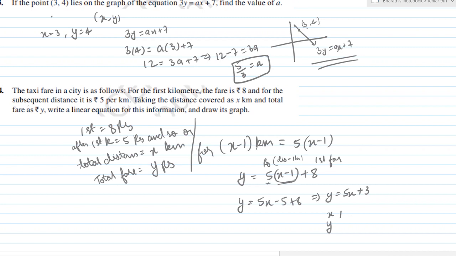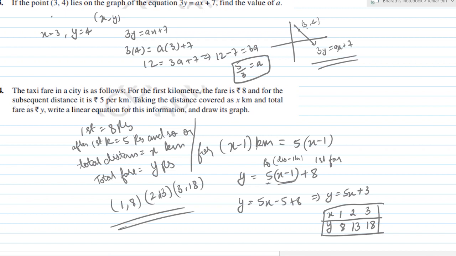So just draw the table. If x is equal to 1, what's y? It's 8. Since there is no minus value, because you won't get any cost in minus, so just take, if x is equal to 2, it's 13 rupees, and if x is equal to 3, it's 18. So you know how to plot a graph. So the points are (1, 8), (2, 13), and (3, 18).